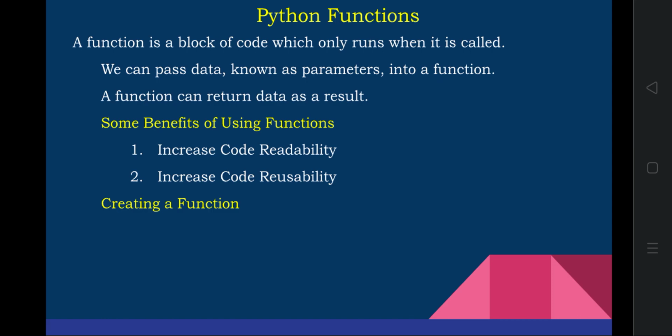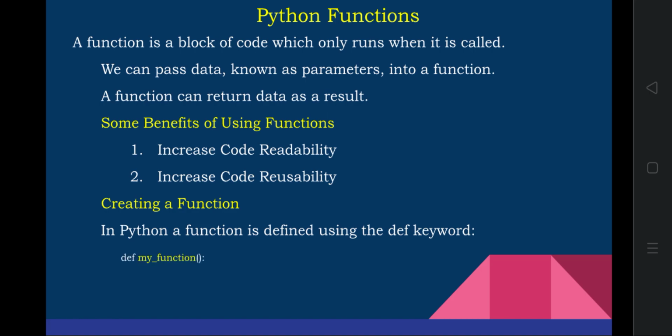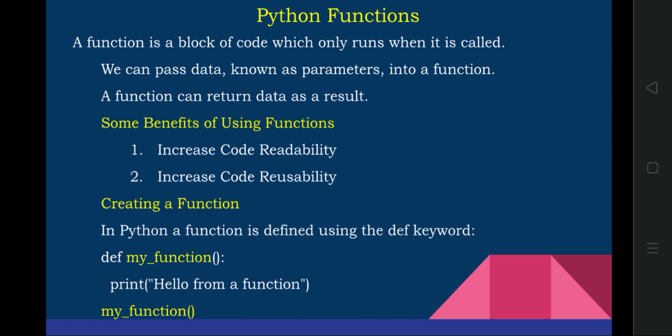Let us see how to create a function. In Python, a function is defined using the def keyword. The example here is def, that's the keyword. my_function is the function name, and within the brackets, called the parentheses, it is empty. And the statement given as an example is print hello from a function. So that's how the definition is over.